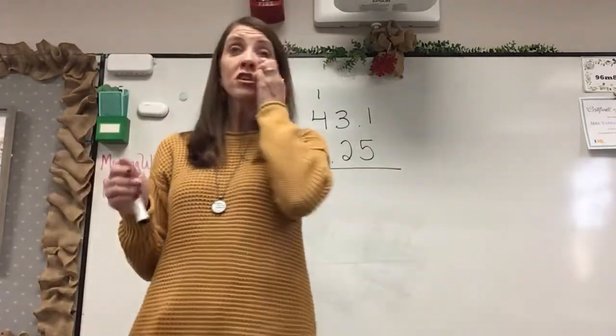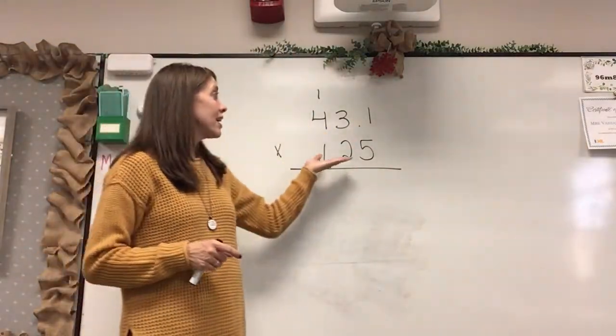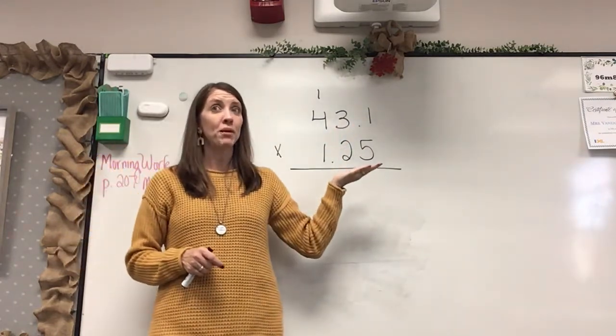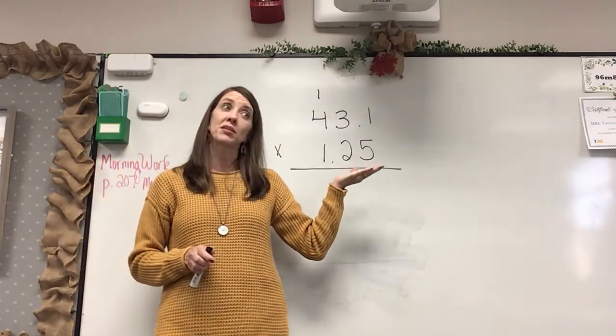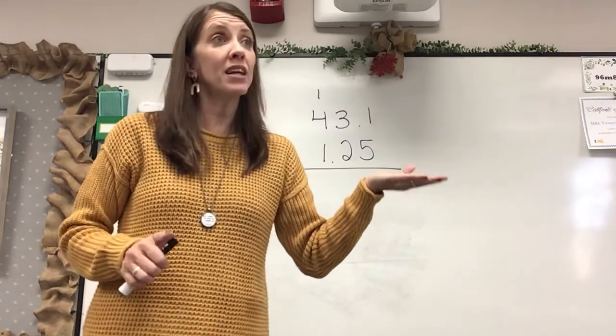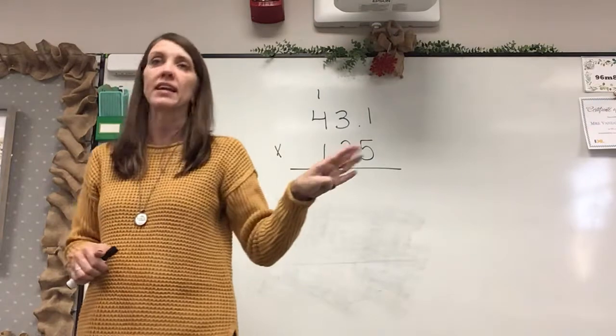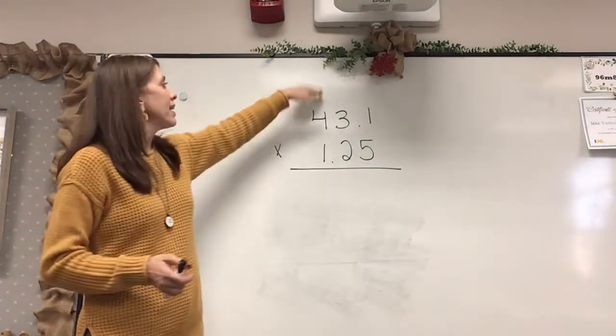So, first thing is when you multiply, you do not need to line up the decimals. I repeat, you do not need to line up the decimals. You shouldn't line up the decimals. Lining up decimals is a rule for adding and subtracting, not a rule for multiplying and dividing. So we multiply as normal.